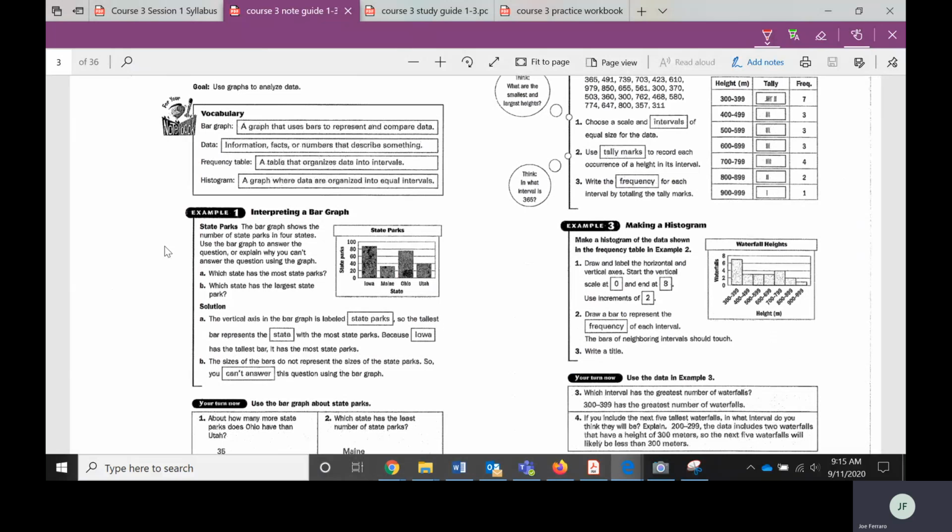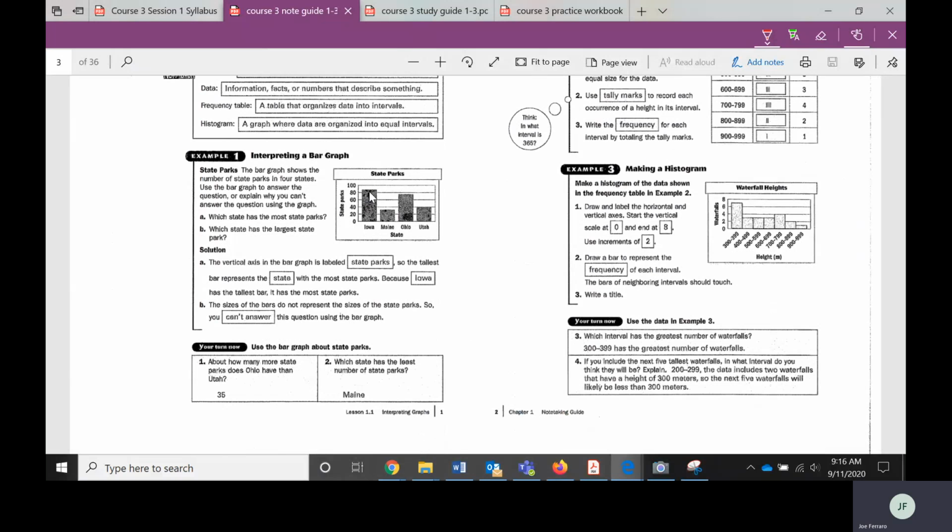Okay, so you have to look at what the graph is. The title is state parks. On the vertical axis, it says state parks, so that would be the number of state parks, 0 to 100. The bottom is the states. It asks which state has the most parks, so you're just looking for the highest bar, and that would be Iowa. They talk about the answer right down in here. Just what I said, the vertical axis is state parks, and the bars represent the states. So Iowa has the tallest bar.